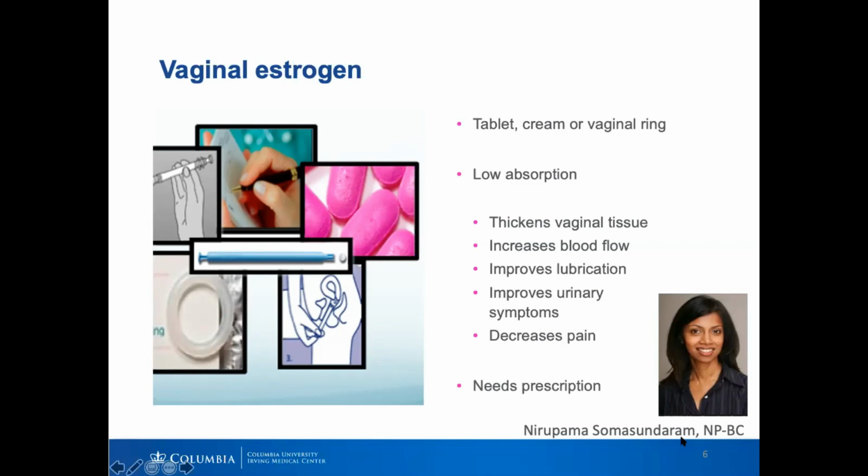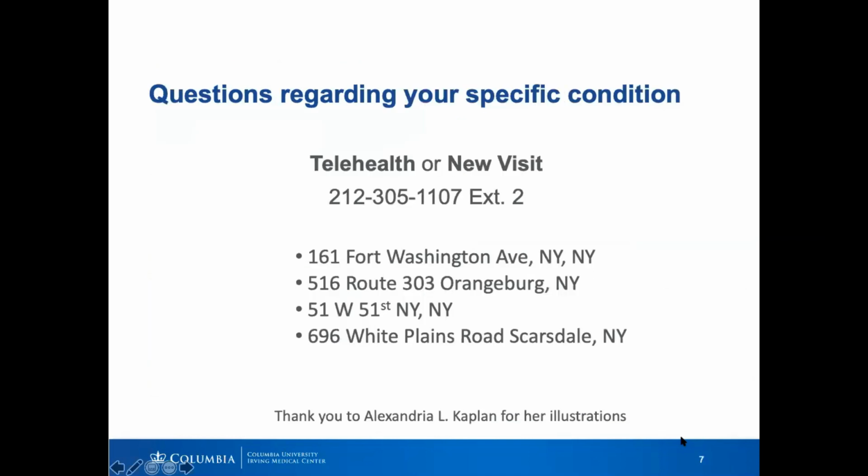Estrogen helps thicken the vaginal tissue, increase blood flow to the vagina, improves lubrication, and improves urinary symptoms, as well as decreases pain. Most women feel relief from their symptoms after 3 weeks of use. Some women need about 4 to 6 weeks to notice improvement. It requires a prescription for use.